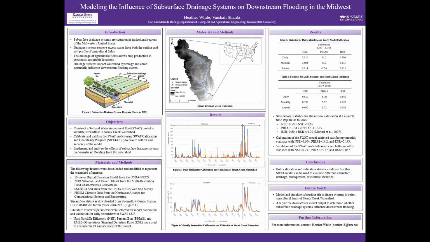In conclusion, both calibration and validation statistics indicate that this SWAT model can be used to evaluate different subsurface drainage, management, or climatic scenarios. Therefore, in the future, I will model and simulate subsurface drainage in select agricultural lands of the watershed. Then I will analyze the downstream model output to determine whether subsurface drainage systems influence downstream flooding.